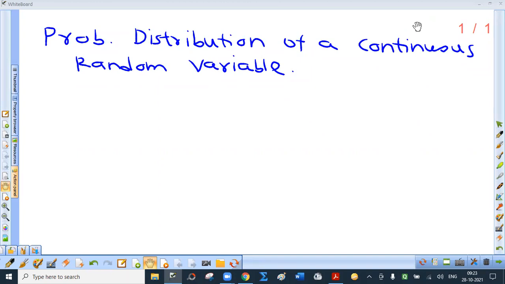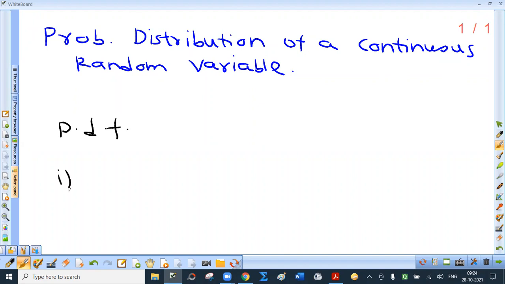Now, a real valued function f of x is called a probability density function. Standard short form is PDF. In case of discrete, it was PMF, probability mass function. Here we use the word density. So probability density function of a continuous random variable, say capital X, if it satisfies the following.